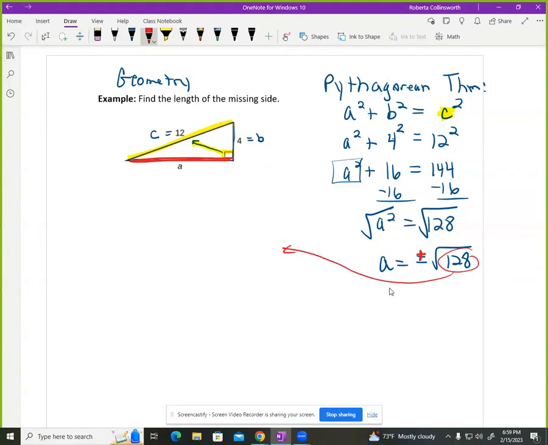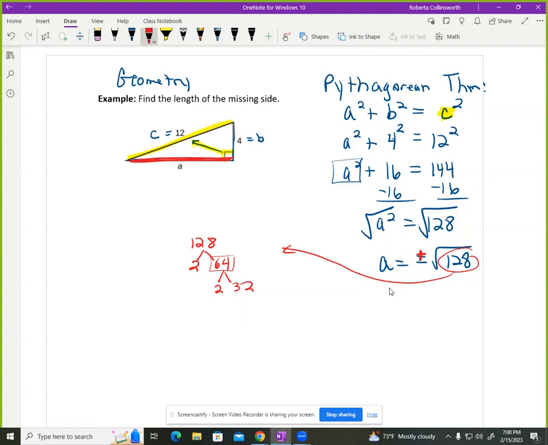So let's take what's underneath there, and I'm going to do a factor tree right now. So I have 2 times 64. I'm going to keep going, but what do I know about 64? Is 64 a perfect square? Yes, it is. Y'all are killing me not answering my questions. I'm just saying. Killing me.